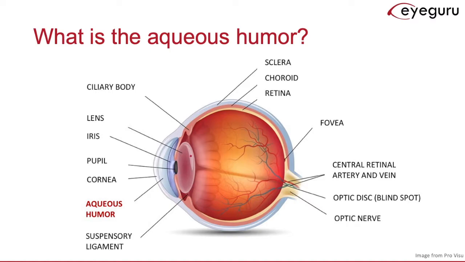Now, as you might expect, the aqueous humor plays an important role in maintaining the overall intraocular pressure of the eye and keeping the globe of the eye inflated. But it also plays an important role in providing nutrients in the form of amino acids and glucose to tissues in the eye that are avascular. Examples of these include the posterior cornea and the lens.